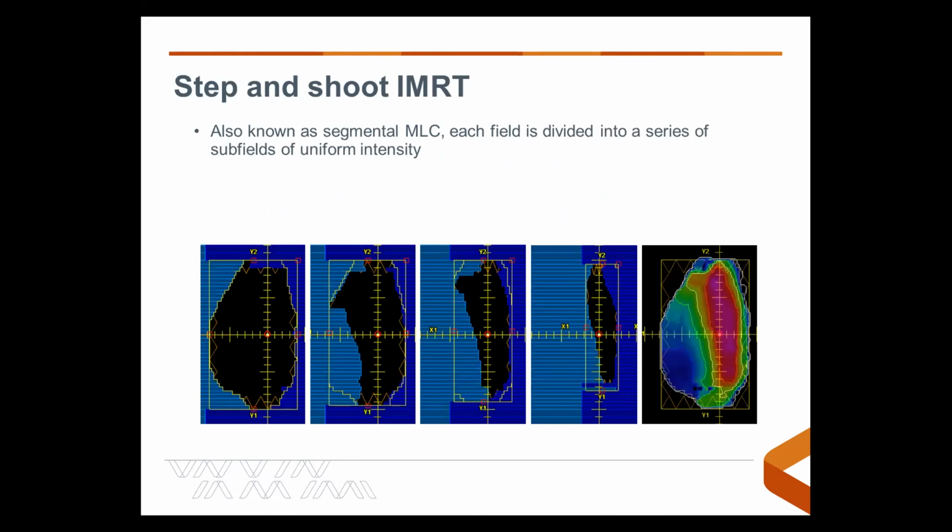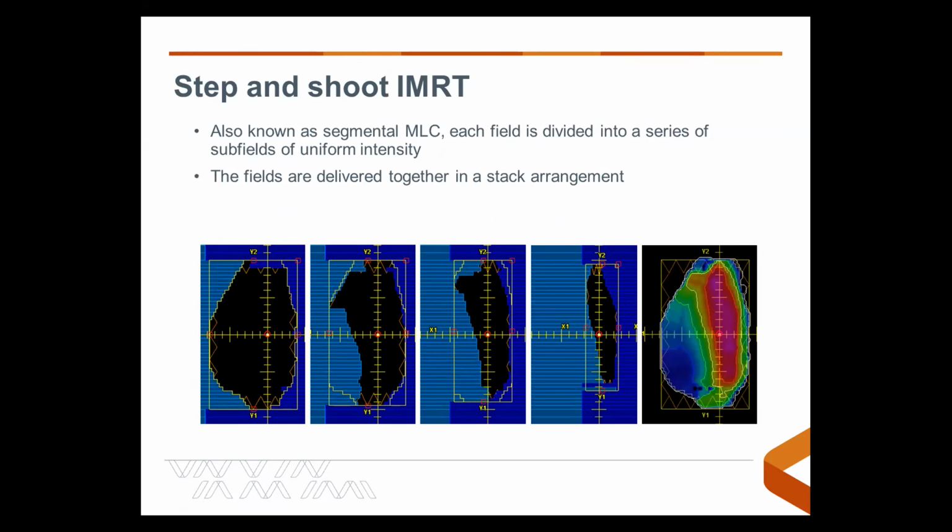So first, step and shoot IMRT. Step and shoot is also known as segmental MLC. Each field is designed into a series of subfields of uniform intensity. So for example, this is a breast field. This is a very basic step and shoot IMRT field where you have 4 segments, each of uniform intensity. And if you deliver this, you get a dose distribution similar to this. So when you deliver the fields, they're delivered in a stack arrangement.